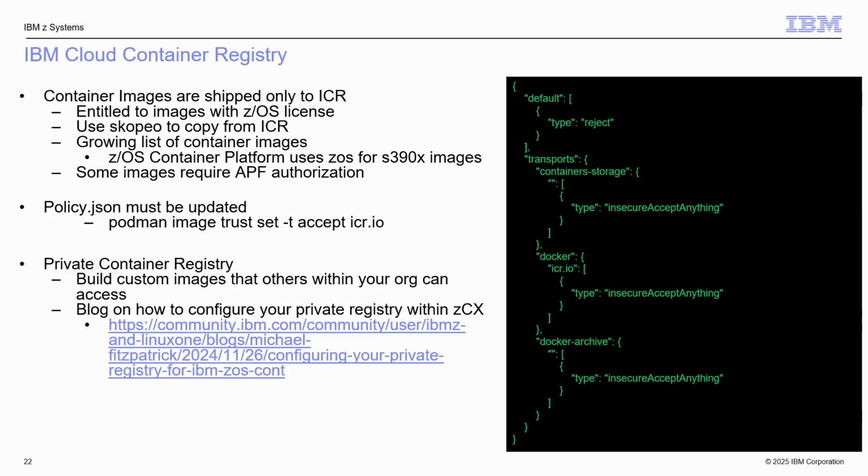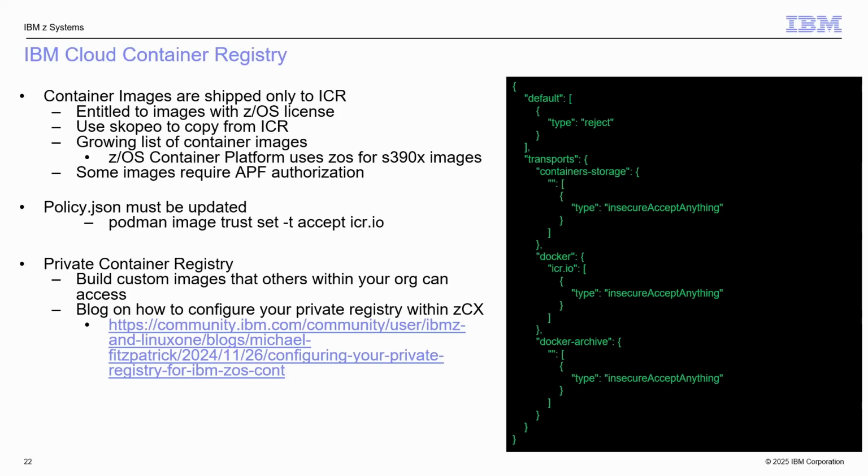You can see here I attached what the default looks like with the type reject. This will, by default, reject all images. And so I've attached, again, a sample command, which you can use to accept images from ICR. And then you can pull them down and use them locally.